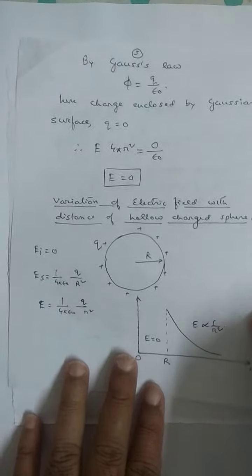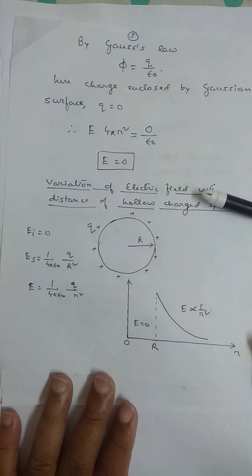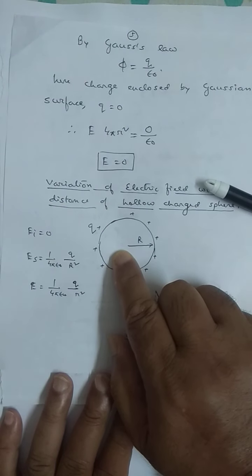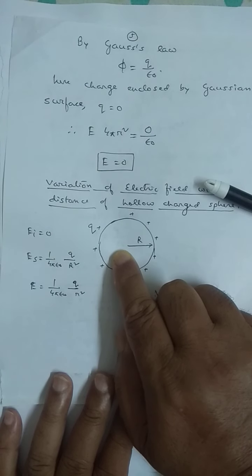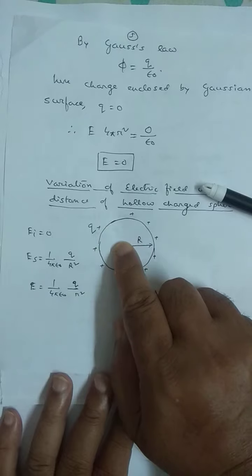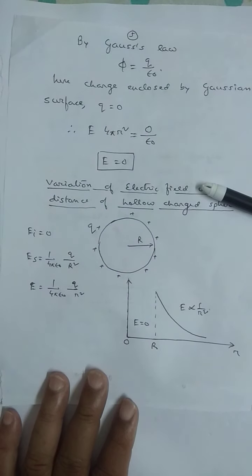That means electric field intensity inside a hollow charged spherical body is equal to 0. It is because charge is always distributed on the outer surface of the body. Inside the body, there is no charge distribution for a conductor, and therefore at an internal point, electric field intensity is equal to 0. This is the mathematical proof that no electric field lines are possible inside a hollow charged spherical body.